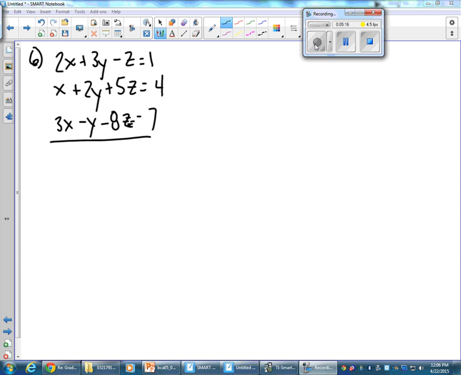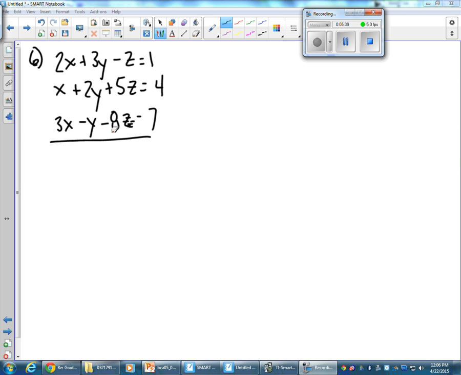All right, here's problem number 6. 2x plus 3y minus z equals 1, x plus 2y plus 5z equals 4, and 3x minus y minus 8z equals -7. So now we've got to decide what variable we'd like to eliminate first. So either x or y or z. You want to do x again?